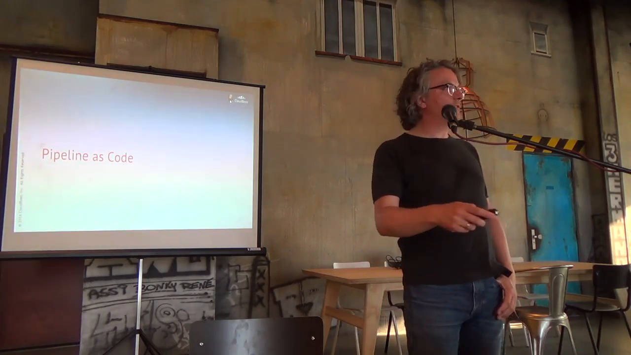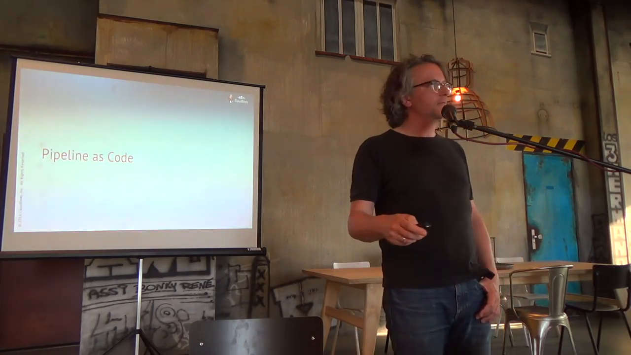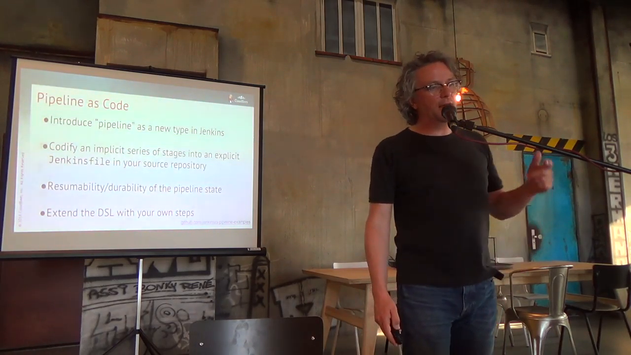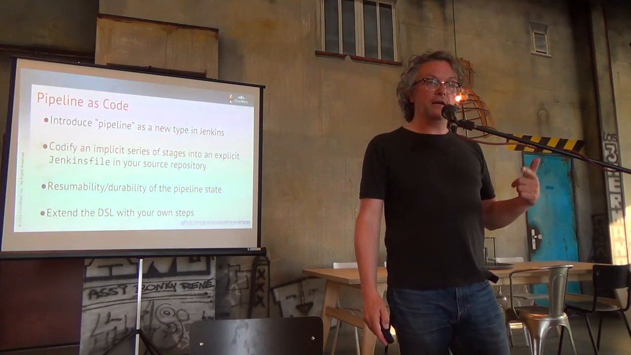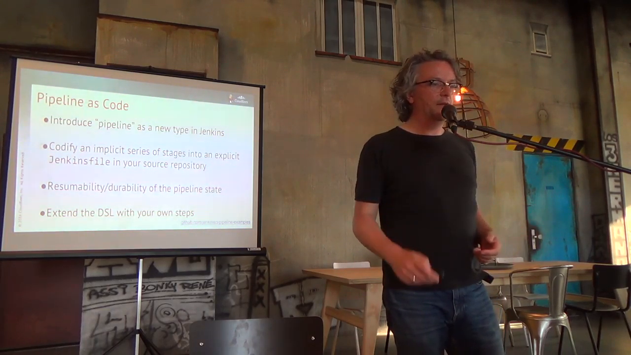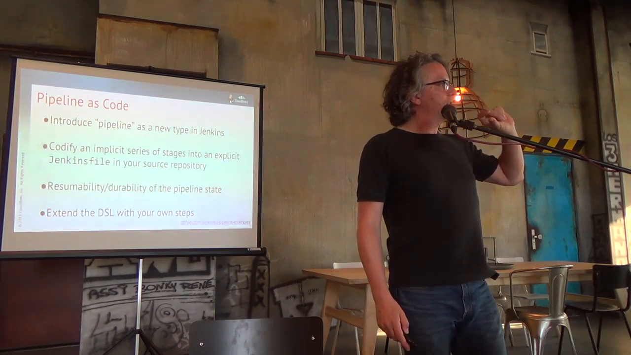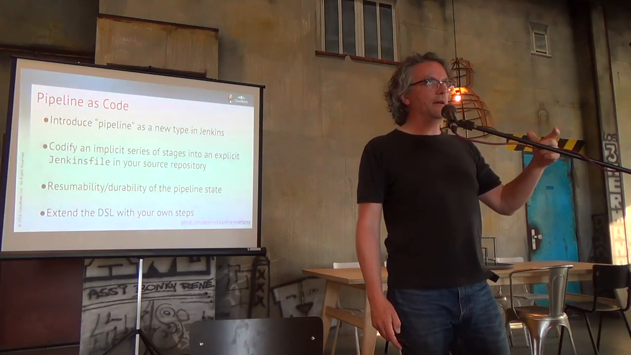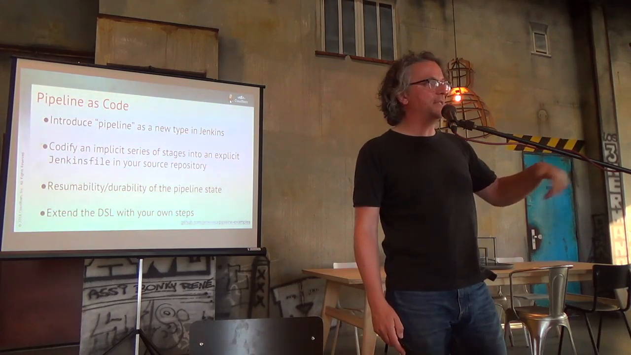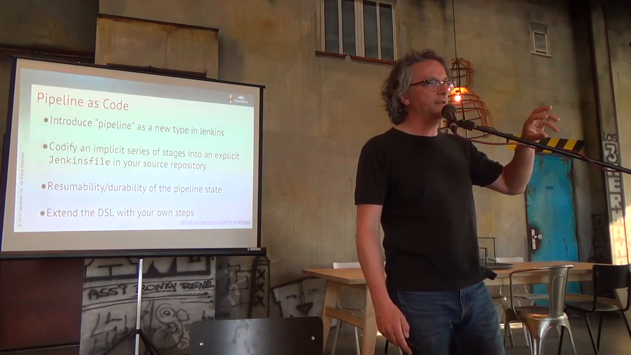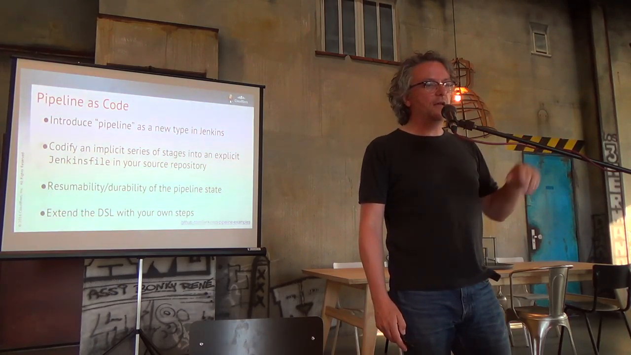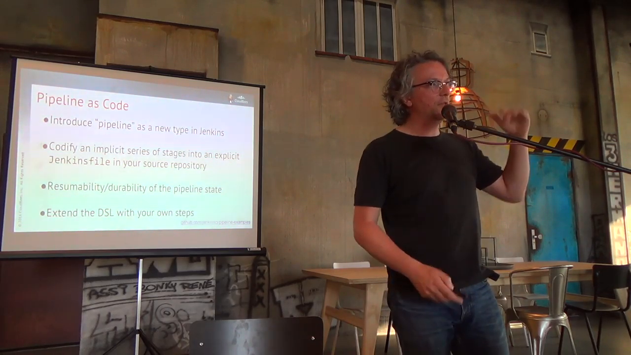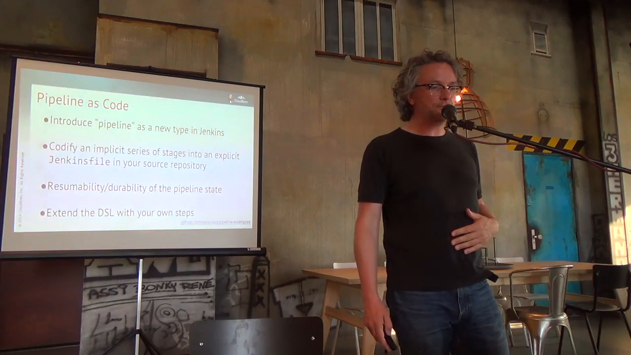So, pipeline. First, any questions or remarks until then? Okay, pipeline is code. What does that look like? They've introduced a new type, the pipeline. Similar to where, if you're using Maven or Ant or Gradle, you have, for example, a pom.xml file to say how your build works, and that file stays with your source code. Now you have a Jenkinsfile, and that also stays with your source code. So that Jenkinsfile is the code of the Jenkins configuration for the job.